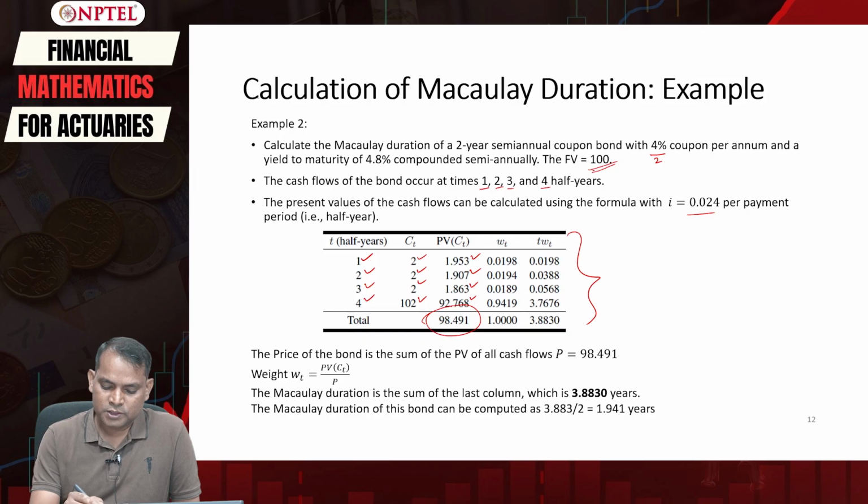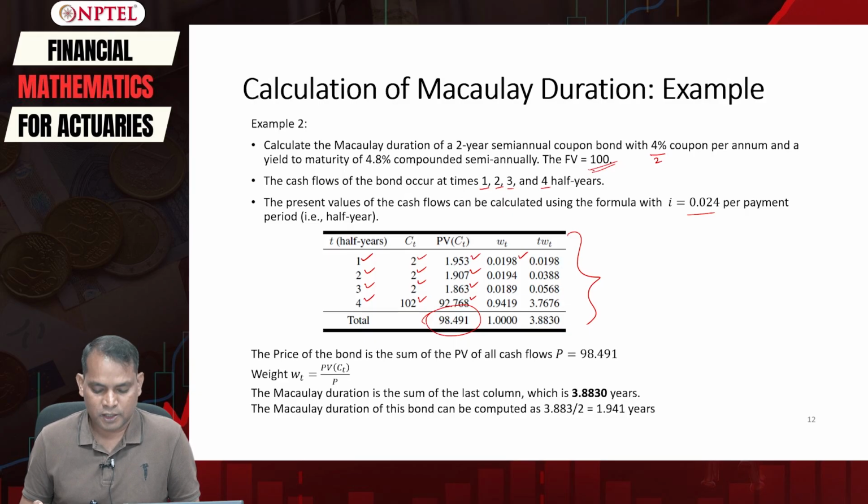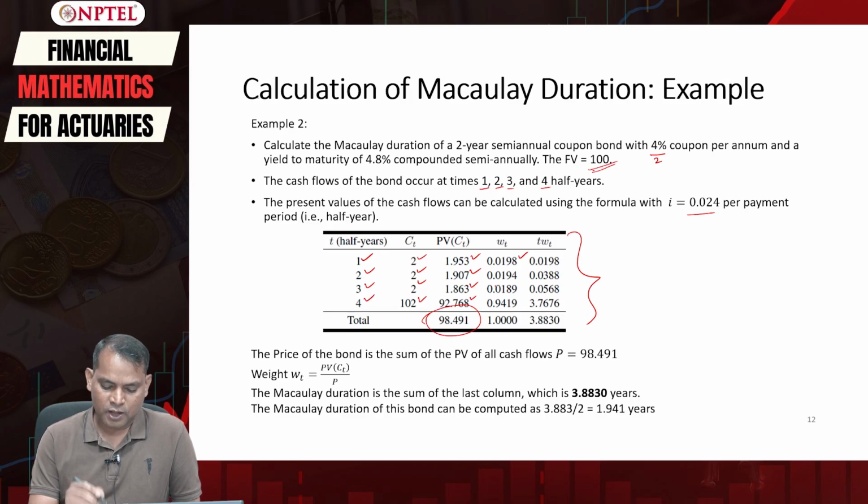Now what is the weight here? The weight is simply 1.953 divided by 98.491, which will be 0.0198. Similarly, the weight for the second half year period is 1.907 divided by 98.491, which will be equal to 0.0194. Similarly we will get the weight for the third half year and fourth half year. Again you will see that the sum should be equal to 1.